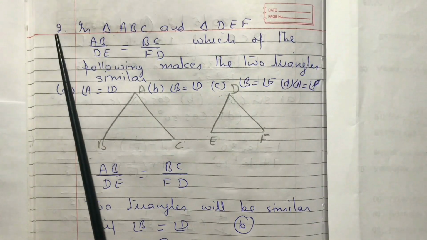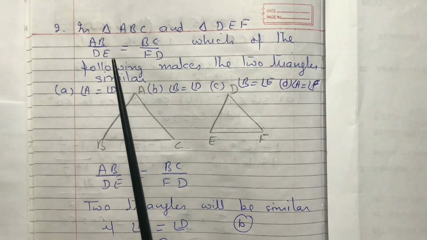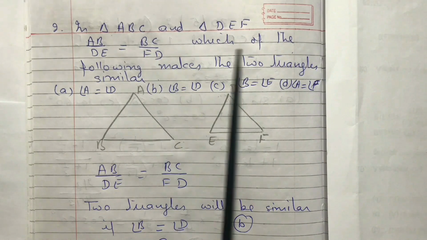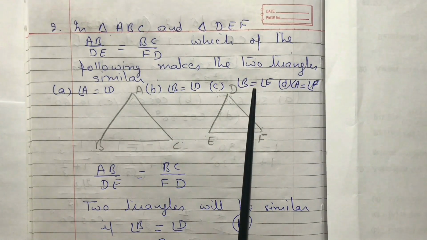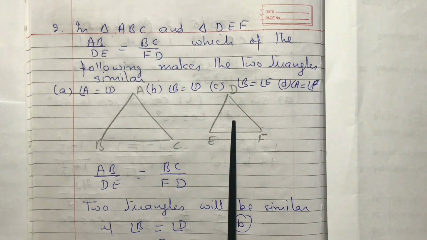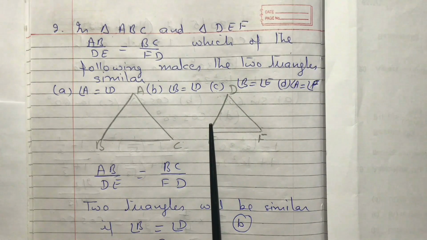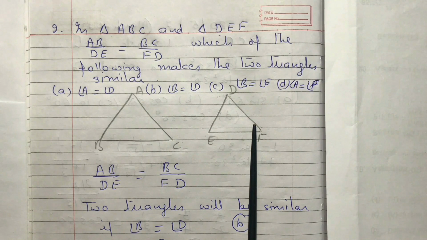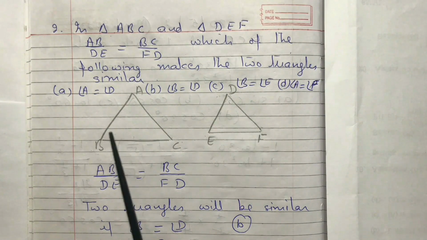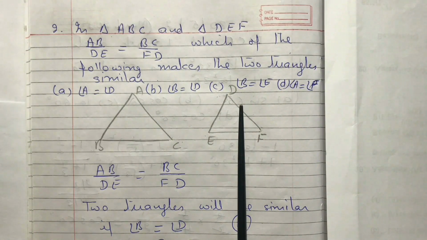Now its second question is, in triangle ABC and triangle DEF, AB upon DE is equal to BC upon FD. Which of the following makes the two triangles similar? So again there are 4 options. Now I have made these two triangles. Here AB upon DE is equal to BC upon this line. So which angle should be equal? So angle B should be equal to angle D. So B is the option.